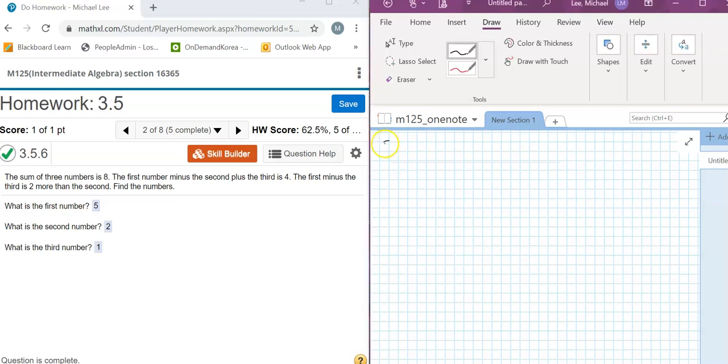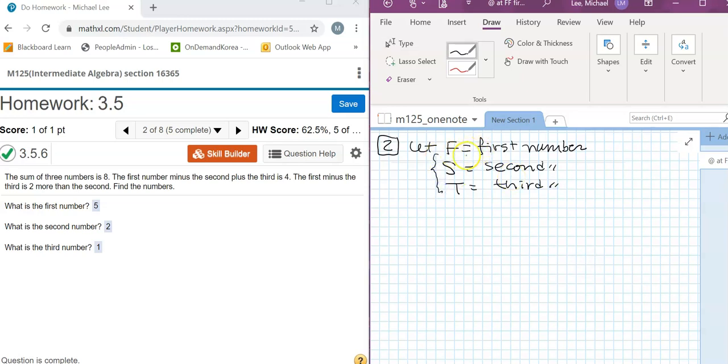This is question number 2. So let F be the first number. Okay, I'll just use that first letter. And S is the second number. And T is the third number. You can use X, Y, Z if you want to, but because F is first and S is second, it's easy for me to know what letter represents what right away.